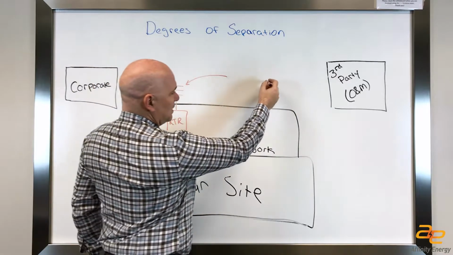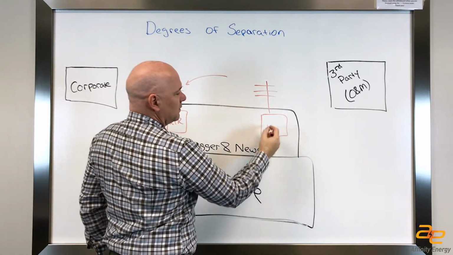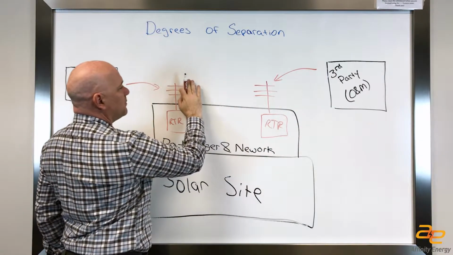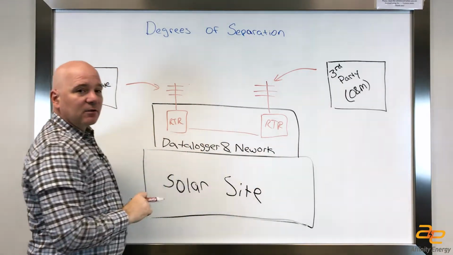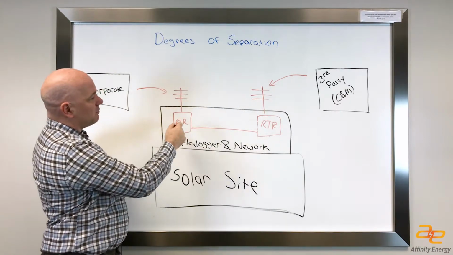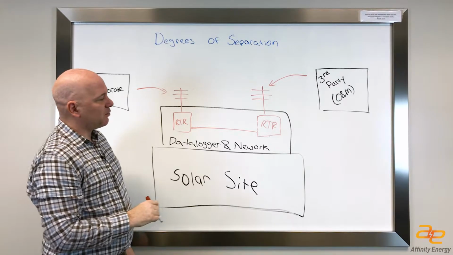So we took a step back and said, well, if we put in a second router, and now we have the third parties come into this router through a VPN connection, if these are tied together, we have the same problem. There's still the potential that third parties can go through two routers and get on the corporate network. So that wasn't a sufficient level of separation.